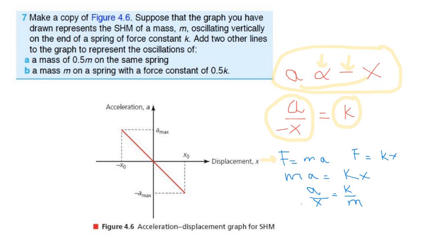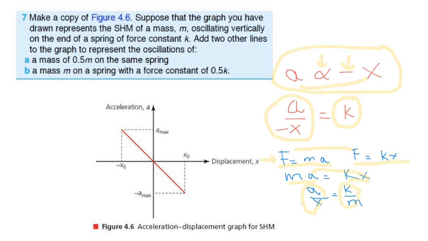I've got 2 relationships to play with. I know that force equals mass times acceleration. But this is a spring, so I also know that force equals the spring constant times displacement. Well, it's the same force, right? So I can substitute those values in to give me mass times acceleration equals kx. If I bring the x over to this side, I have a over x equals k over m.